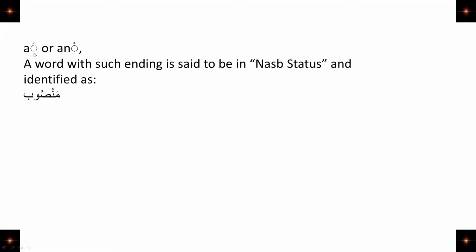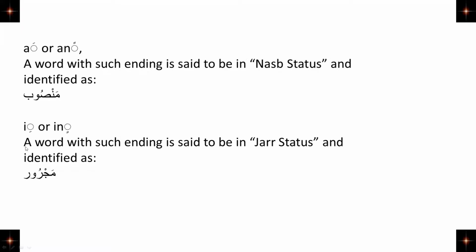Good. And then a and an, like kitaba and kitaban, baita baitan, rajula rajulan, madrasata madrasatan. A word with such ending is said to be in nasb status. So note this, nasb status. And when you want to identify that word, you say that the word is what? Mansubun. Okay?